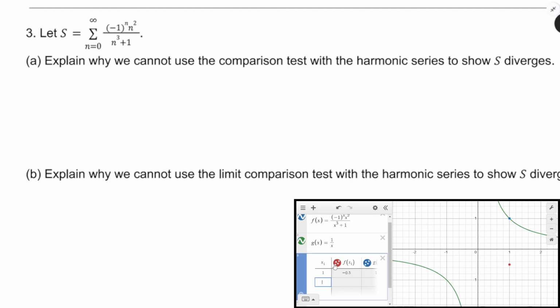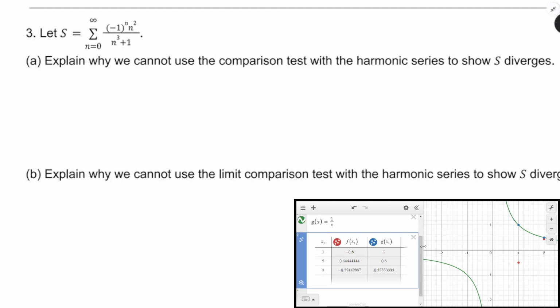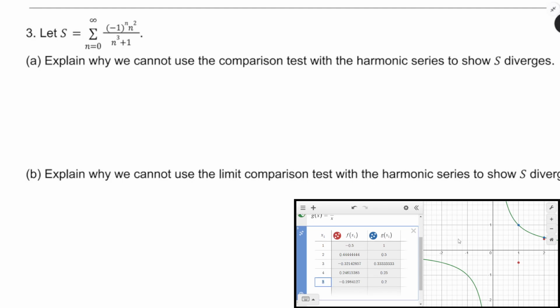All right, so I'm just going to do 1, 2, really. Let's see. Okay, that's much better. Okay, 1, 2, 3, and we can see. All right, so far the terms of blue are greater than the terms of red. Okay, so G is the harmonic. So the harmonic series is greater. Continues to be greater.